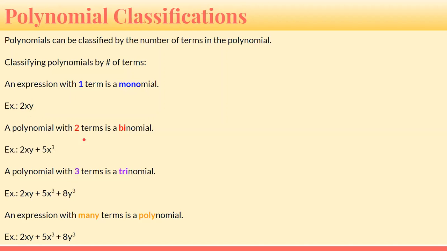So a polynomial with two terms is a binomial. So bi means two, right? So a binomial has two terms. So an example over here is 2xy plus 5x cubed.